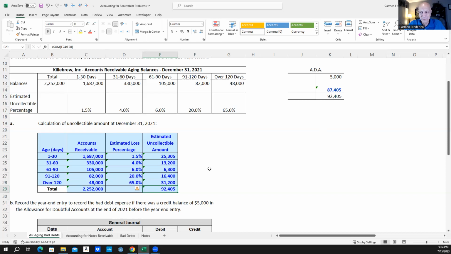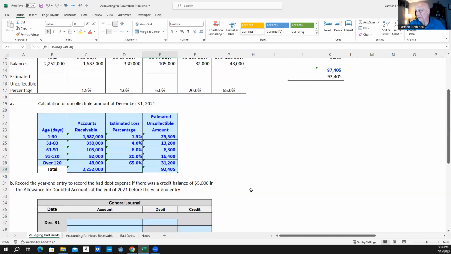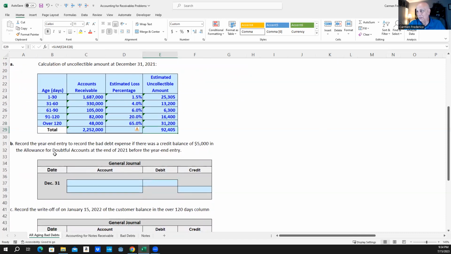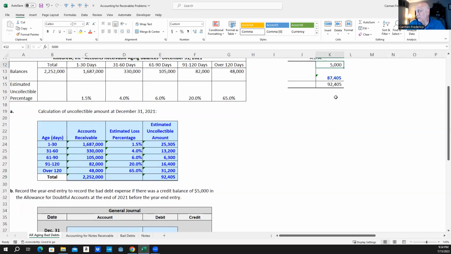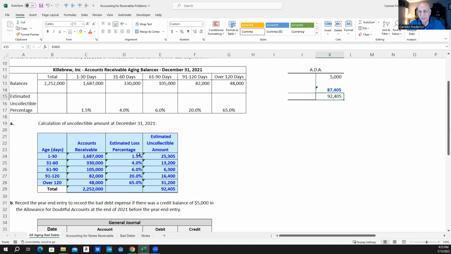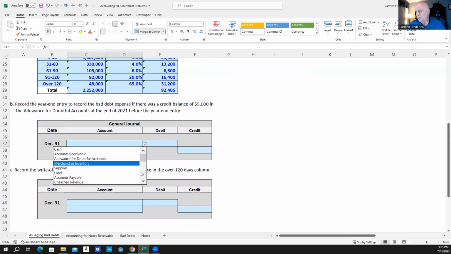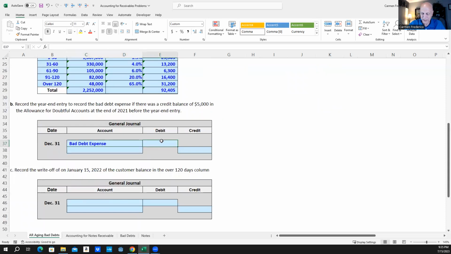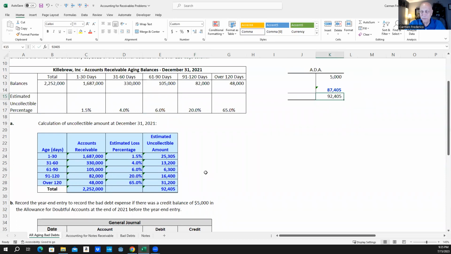So we're going to make this at the end of the year, December 31st, 2021, a journal entry for 87,405. So what does the entry look like? It says record the year-end entry. If there was a credit balance of 5,000 in the account, as we already saw up here, we'll make an entry for 87 because the 5 plus 87 equals the 92. So we're going to debit bad debt expense. Find the account here. There it is. Bad debt expense for 87,405. And we're going to credit the allowance account, the contra asset account called allowance for doubtful accounts, for the 87,405. When we post this to our ledger, we're going to have a balance sitting in our ledger of 92,405, which ties out to the amount we calculated on our schedule.